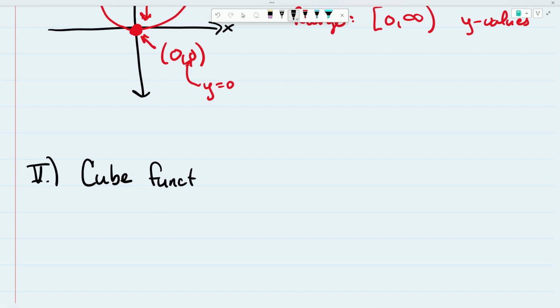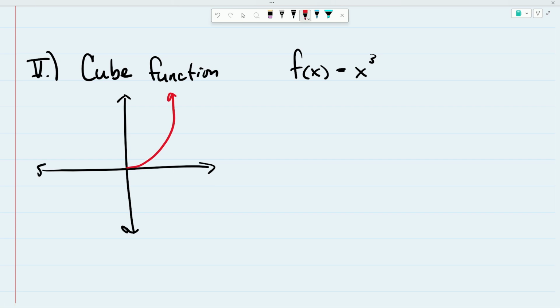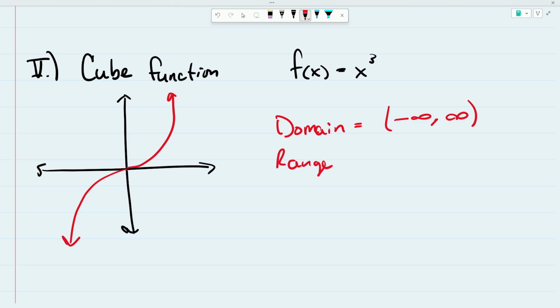We have the cube function. That has the form f of x equals x to the third. And it looks very similar to the square function. It's just on one side, in the positive x direction, it goes up, and in the negative x direction, it goes down. So our domain is going to be negative infinity to infinity. And our range, negative infinity to infinity.